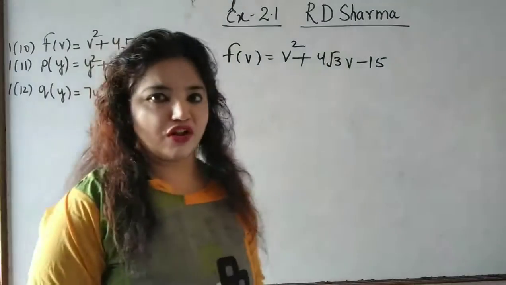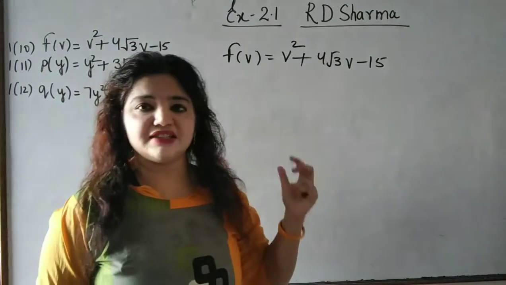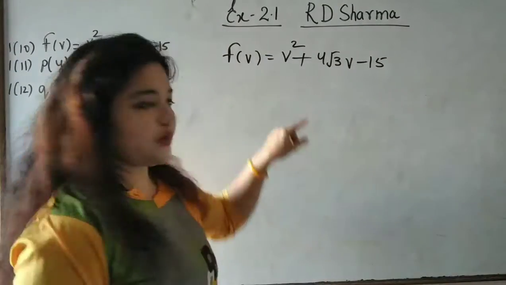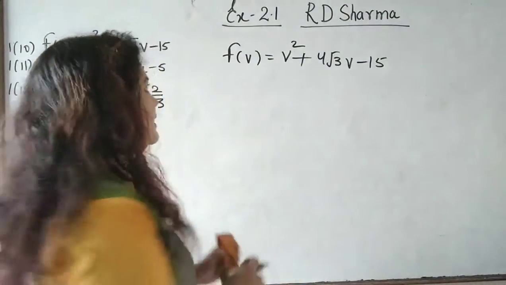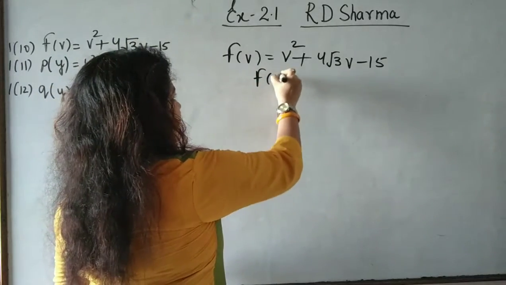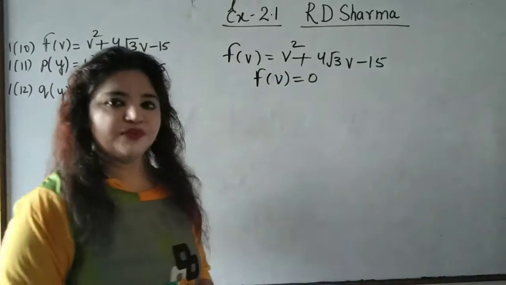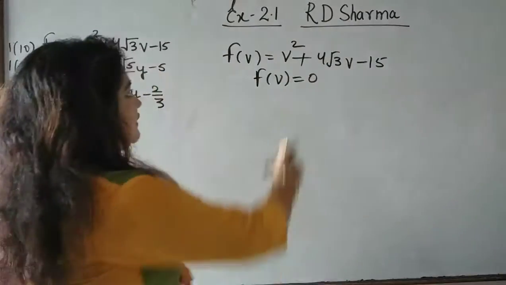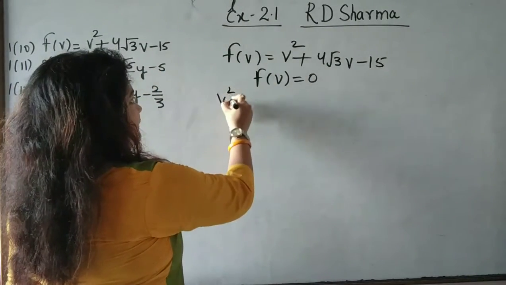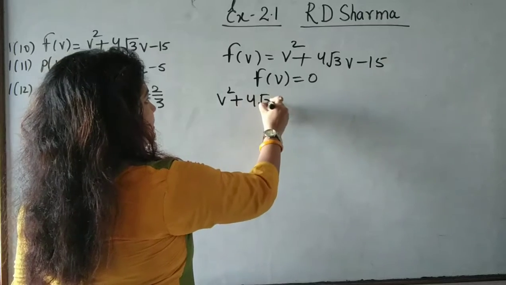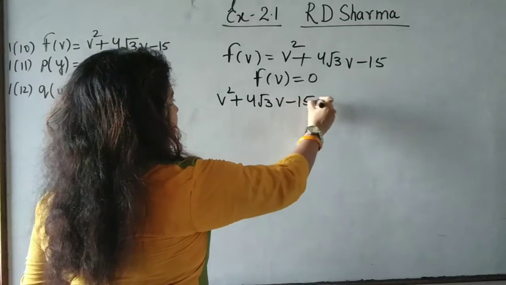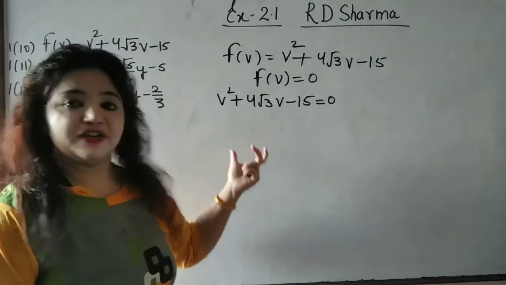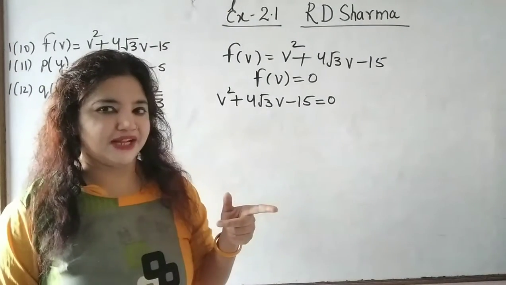We have to find the zeros of this polynomial, and finding zeros means we have to equate it to 0, that is, f(v) is equal to 0. We have to solve this equation. What is f(v)? v squared plus 4 root 3 v minus 15 is equal to 0. So we will use the middle term splitting method.